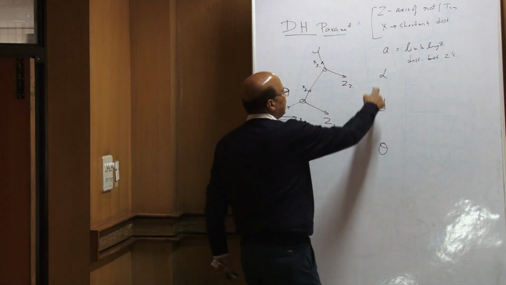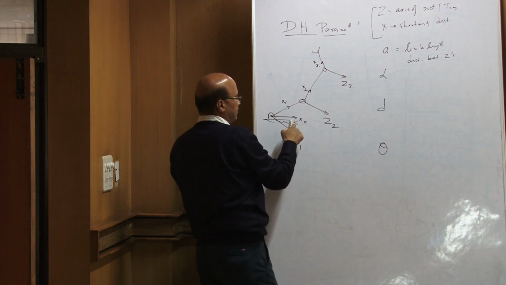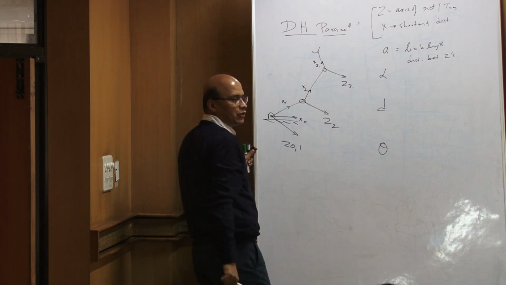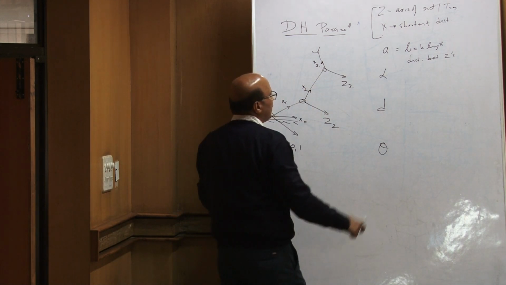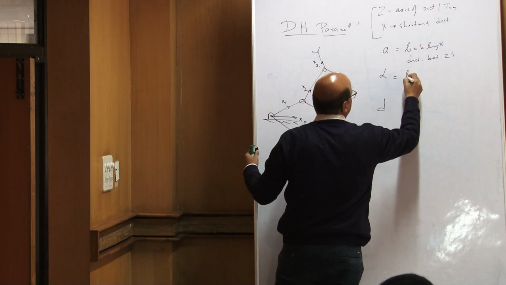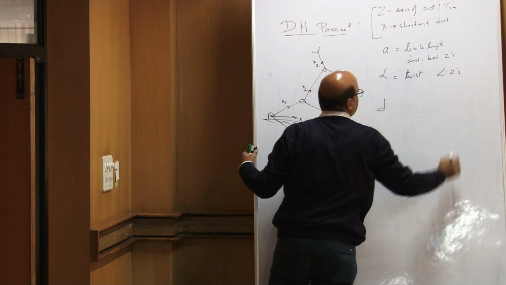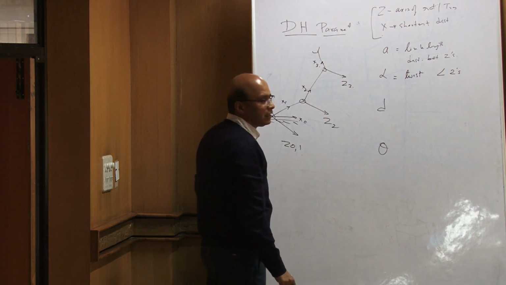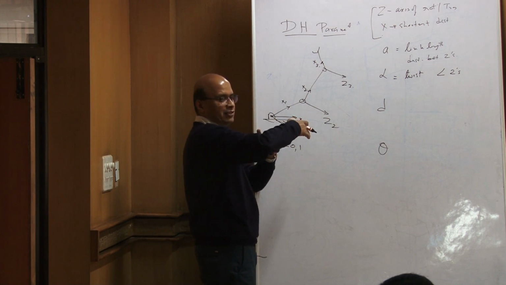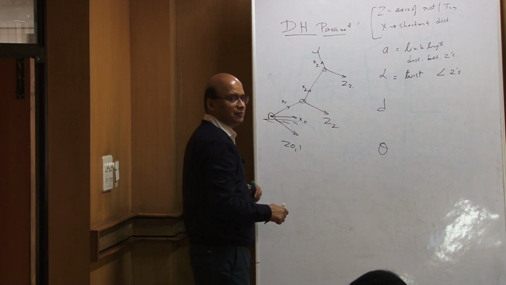So A is the link length, which is the distance between the z's. Now in this case, they are parallel, so it is simply this length only. Alpha is called the link twist. It is the angle between z's. If the z's are not parallel, then there is an angle between them. In this case, they are parallel, so it is 0.